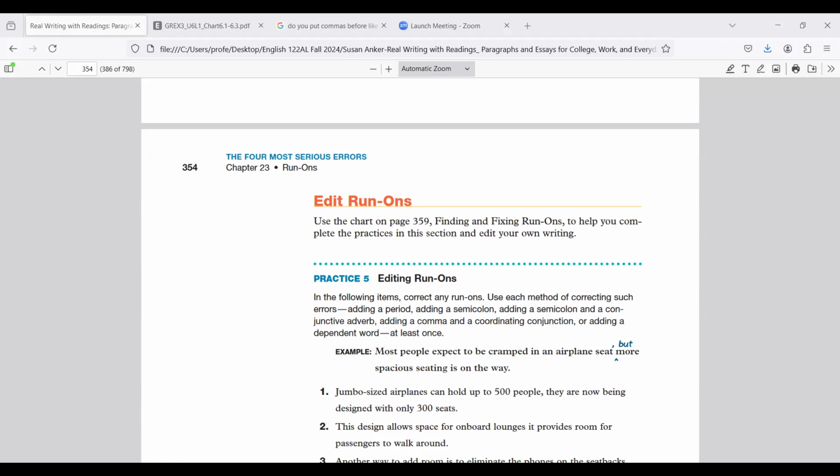So what's the relationship between the two? It's a contrast. So I chose to use the coordinating conjunction but, okay, because it's a contrast. You could have also written and. It's another coordinating conjunction, and always works. You could also have written a semicolon and therefore, "therefore, more seating." Yeah, because that's a good relationship. Or just a semicolon, which I love. Okay, so there's more than one way to fix it.